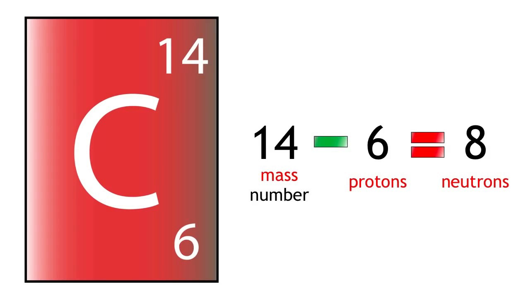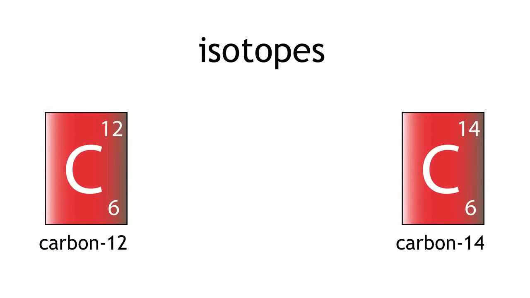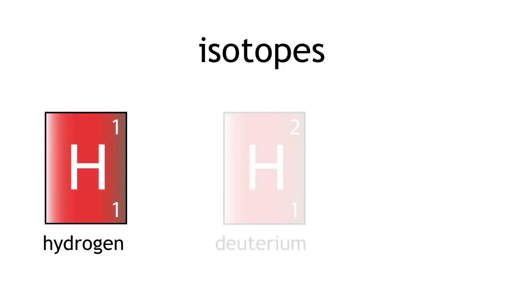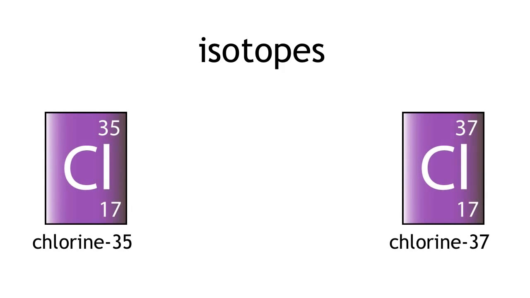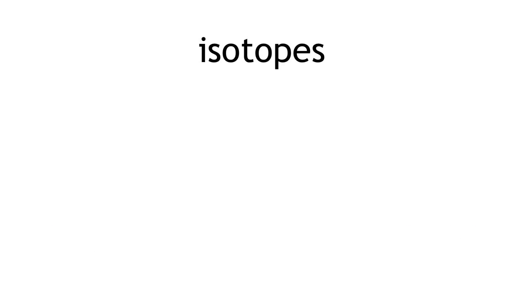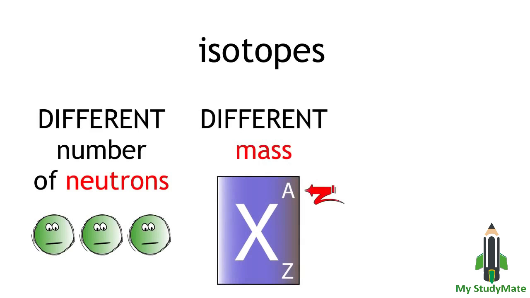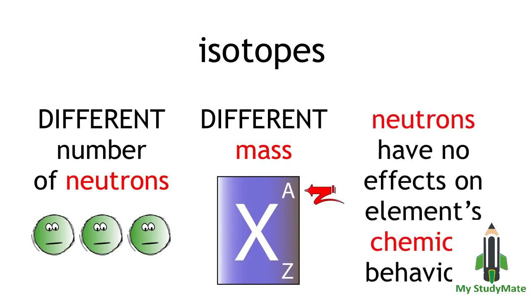Carbon-12 and carbon-14 are not the only examples of isotopes. There are many more, such as hydrogen, deuterium, tritium, and chlorine-35 and chlorine-37. Isotopes only differ in the number of neutrons and their mass. Their chemical properties are exactly the same because neutrons have no effect on an element's chemical behavior. This is controlled by electrons, which we will discuss in another video.